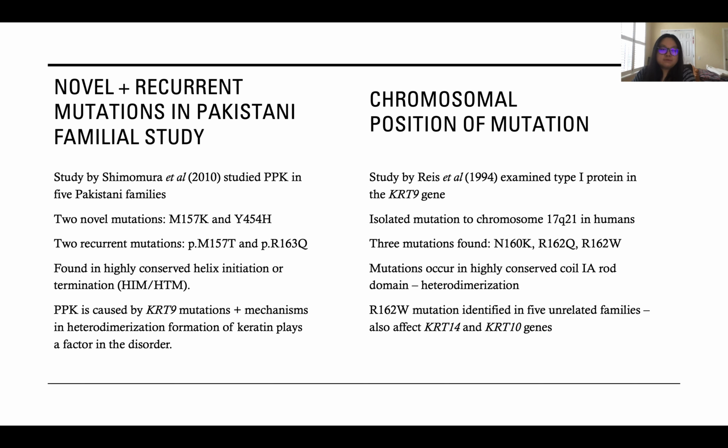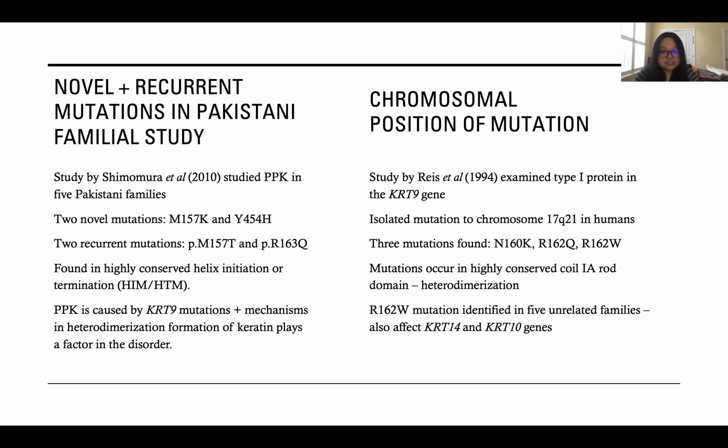In a study done by Shimomura, 5 Pakistani families with PPK were examined, and they found 2 novel mutations at positions 157 and 454, and 2 recurrent mutations at nucleotide positions 157 and 163 in the highly conserved helix motifs. And this supports that PPK is caused by keratin 9 gene mutations, and that mechanisms in the hereditary formation of keratin play an important factor in the cause of the disorder.